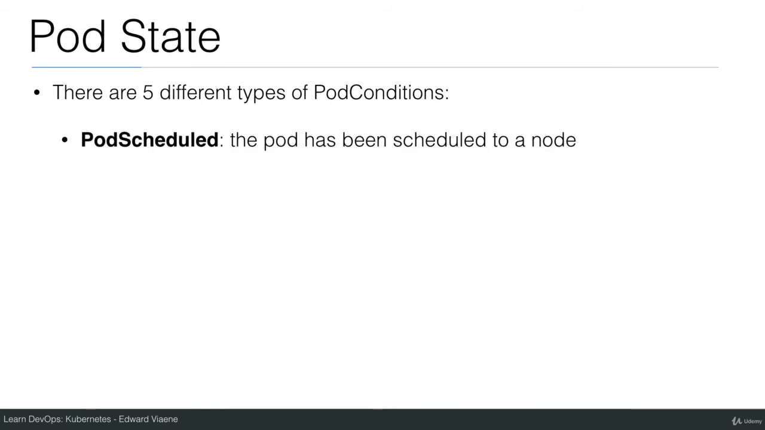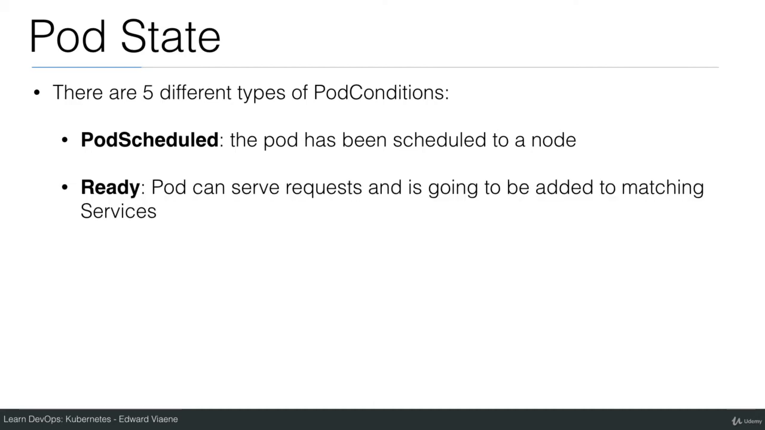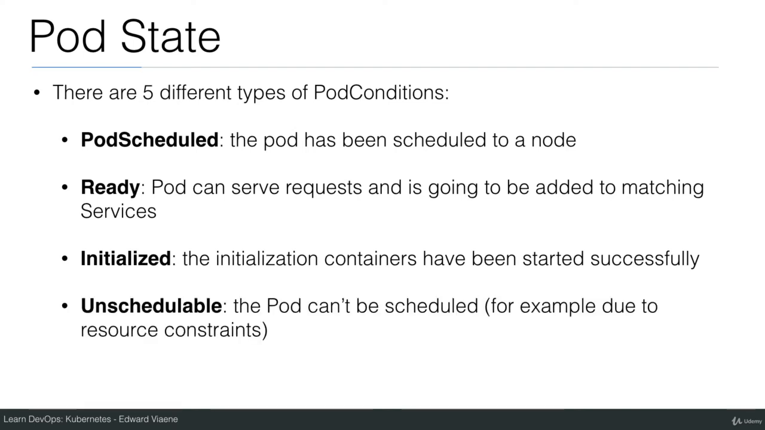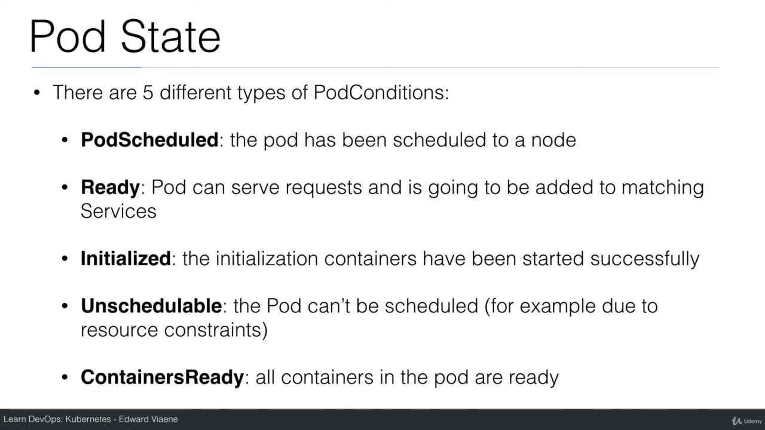Pod scheduled, the pod has been scheduled to a node. Ready, pod can serve requests and is going to be added to matching services. Initialized, the initialization containers have been started successfully. I will talk about these initialization containers in the next lecture when we go over the lifecycle. Unschedulable, the pod cannot be scheduled, for example, due to resource constraints. And containers ready, all containers in the pod are ready.